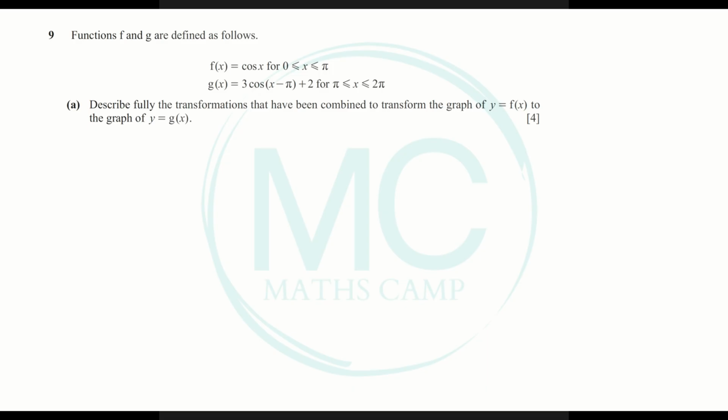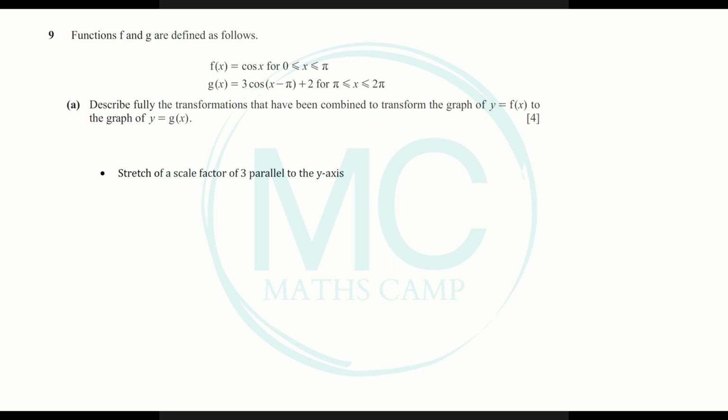But when we compare the graphs, we have an x in both equations. There is no horizontal stretch. So now we can look at a vertical stretch. F of x takes on equation cos x, but g of x takes on equation 3 cos x. F of x has been stretched by a scale factor of 3. So it's our first point in our answer. We can say there is a stretch of a scale factor of 3 parallel to the y-axis.